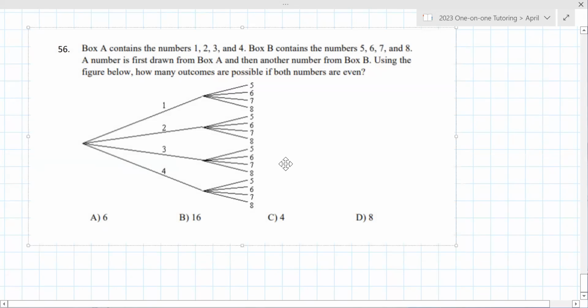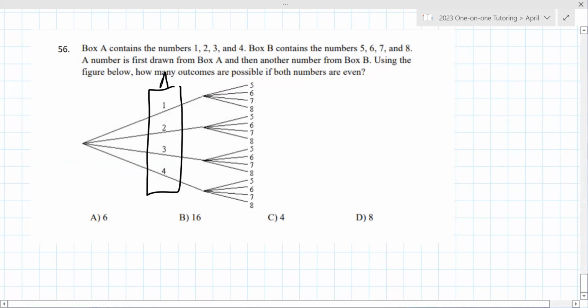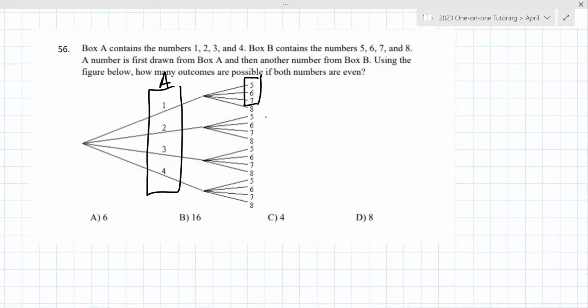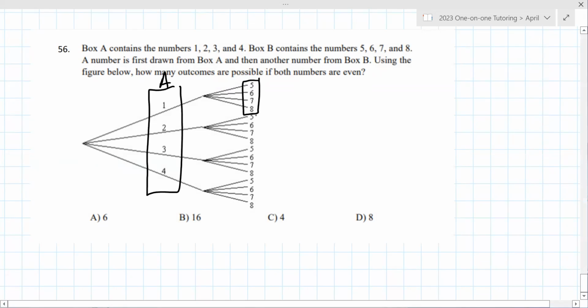But let's see here. Box A contains the numbers 1, 2, 3, and 4. So this is right here, box A. And box B contains the numbers 5, 6, 7, and 8, sorry. Each of these over here is box B.